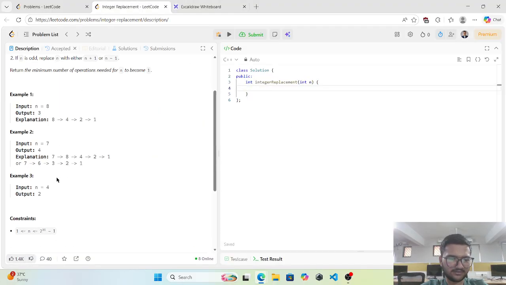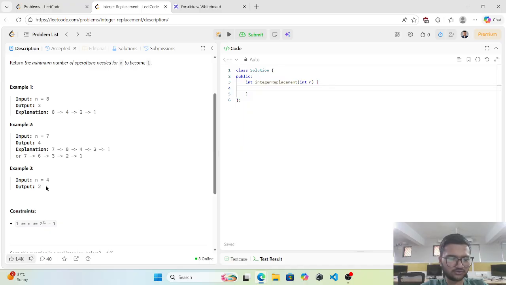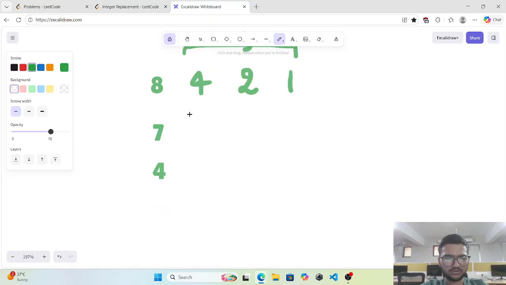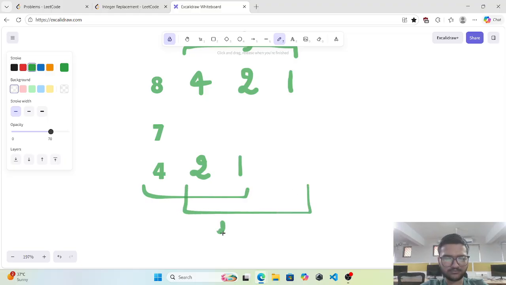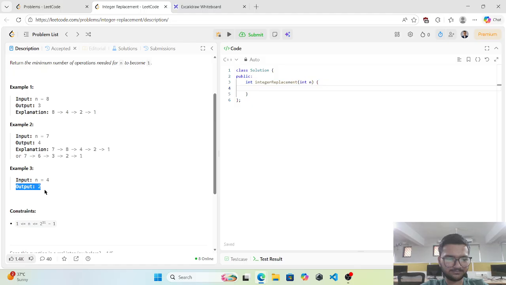The second example is 4. First of all, we see 4, and 4 is divisible by 2, so we get 2. Then 2 is divisible by 2, and it gives 1. So our total number of steps to become 1 is 2, and we have written 2.